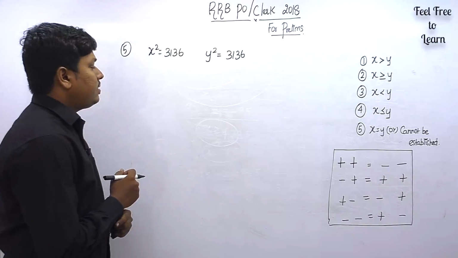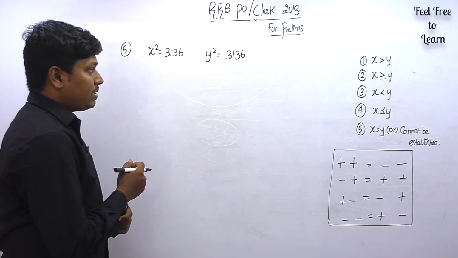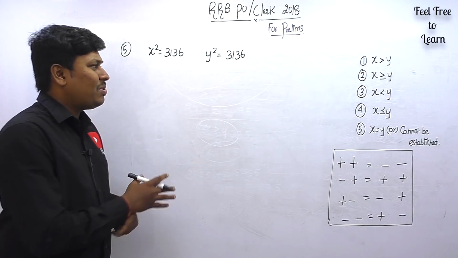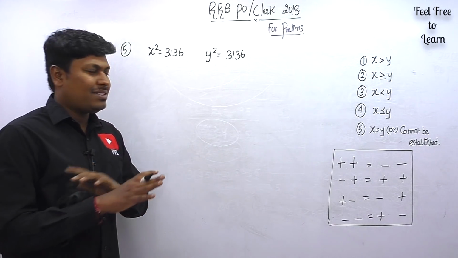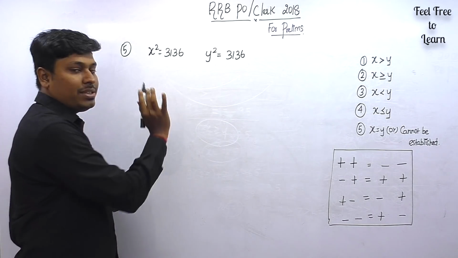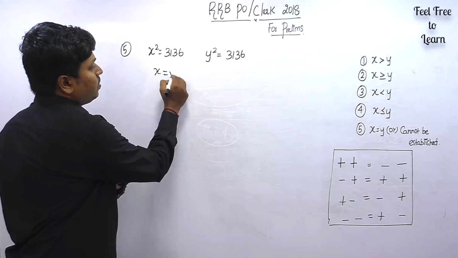Last, the fifth question. x square is equal to 3136. Again y square is equal to 3136. Easiest question. Do not find the square root of the number. It is completely useless. Why? Because we already know that x square is equal to 3136, then x is equal to the root of 3136.